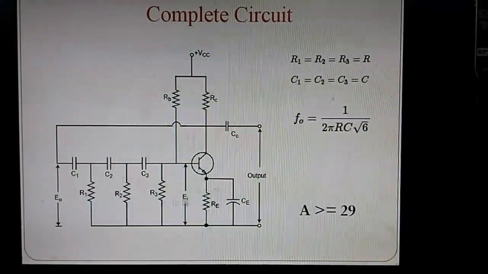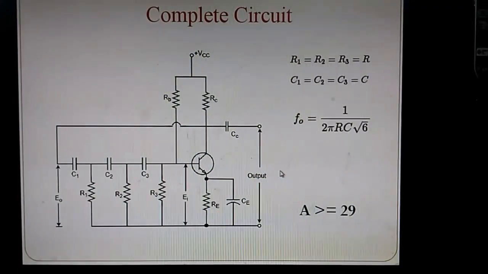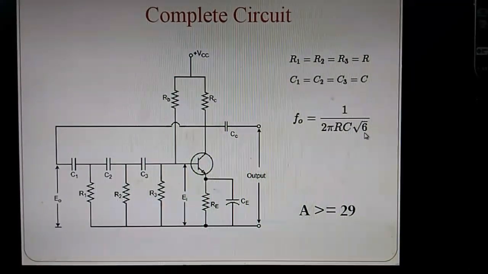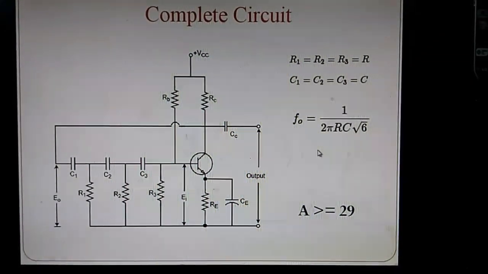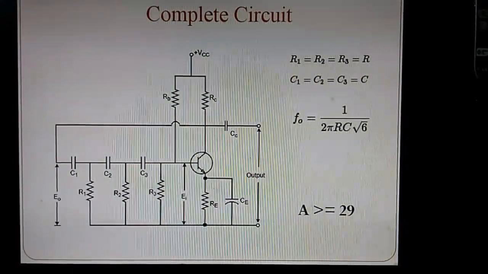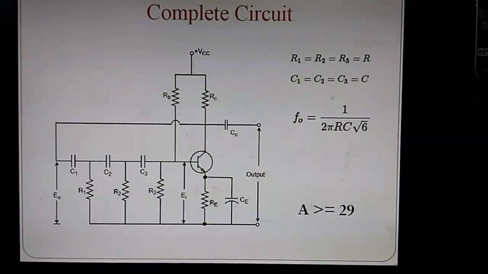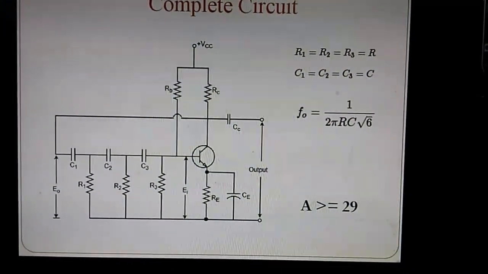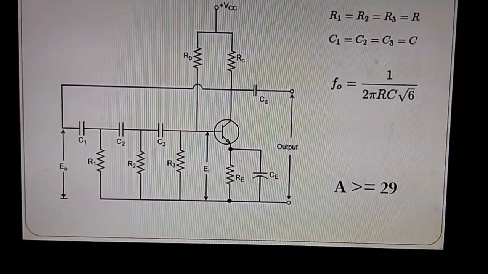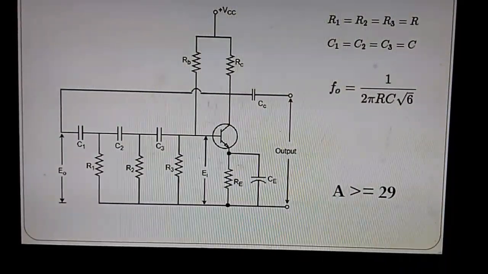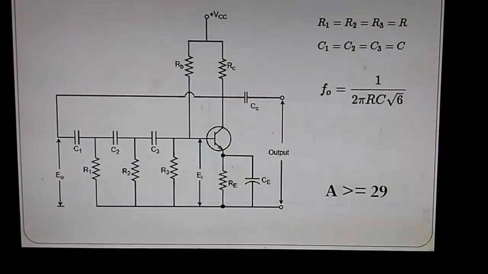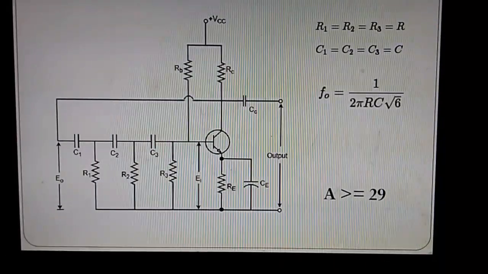The frequency of oscillation of this circuit, for the sine wave output we are getting, is given by 1 by 2 pi RC root 6. The derivation is covered in electronics subjects, but if any students are interested, you can go further, because it needs Laplace transform analysis. The condition for this amplifier to work as an RC phase shift oscillator is that the gain of the amplifier A must be greater than or equal to 29. This is the condition for the RC phase shift oscillator.